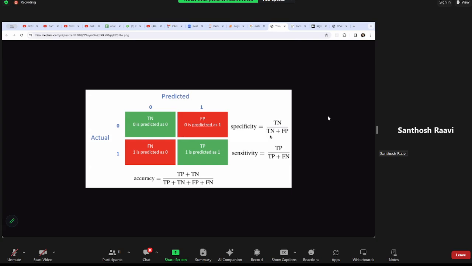We also have specificity and sensitivity. They give us information about how well the model can be performed further. The formula for specificity is TN divided by TN plus FP. True negatives divided by true negatives plus false positives. It gives us the information of how many are correctly predicted as negatives, and how many still have to be predicted as truly negative.